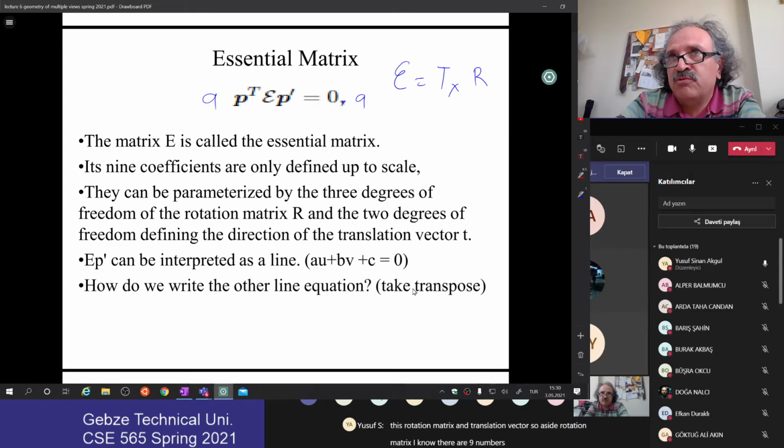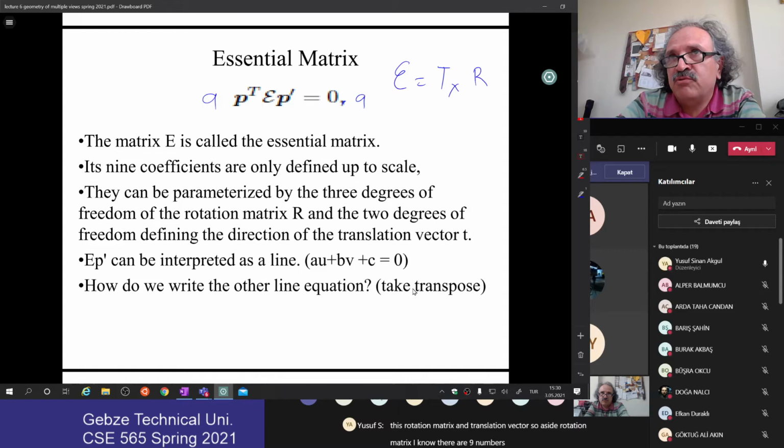Let's look at this one again. If P is a point, and P prime is another point, if I multiply these two, this essential matrix and this one, I will get a 3-element vector. Think of this as a 3-element vector, L, and this is my P, equal to 0. So what do I see here? L is a line, P is a point on that line. So essential matrix times this P prime would give me a line. That is the epipolar line that I'm going to make my search on.